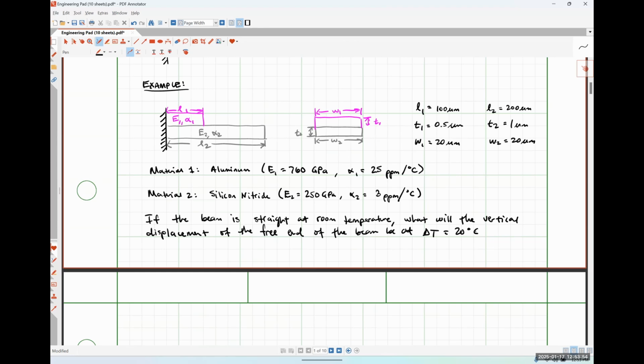Is that a difference in temperature between the two beams or the beams and the environment? The end of the beam and the environment, because they're both undergoing that same change in temperature. Right.